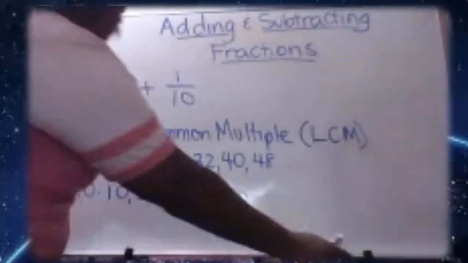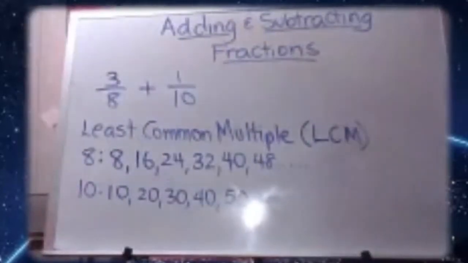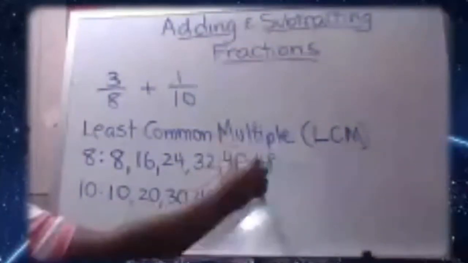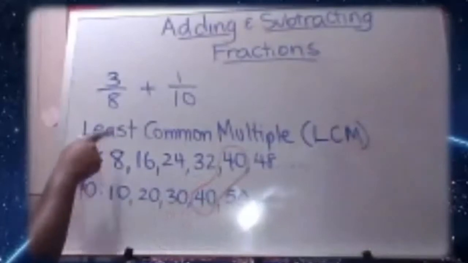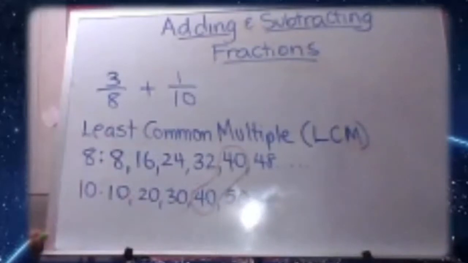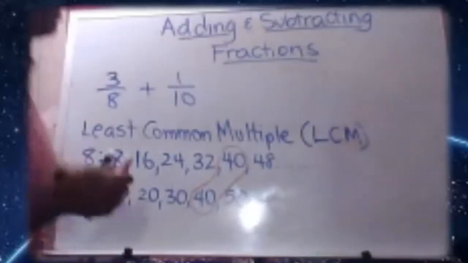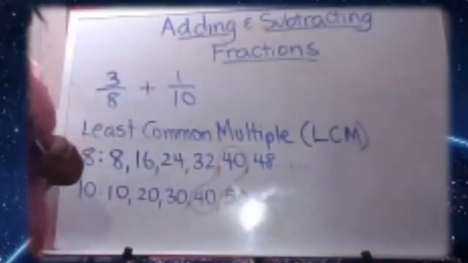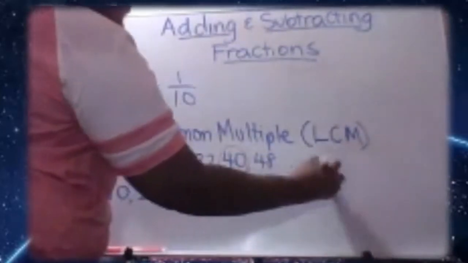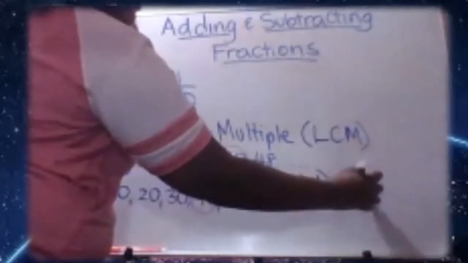Well, I noticed that I found a number in common. And because we're looking for the smallest number that they have in common, we can stop once you find it. So the smallest number they have in common is 40. That's what least means here. That means we're looking for the smallest multiple that they have in common. So the smallest multiple 8 and 10 have in common is 40. And what this tells you is that that's the number that we want our denominators to be. So 40, we want to be the denominators.